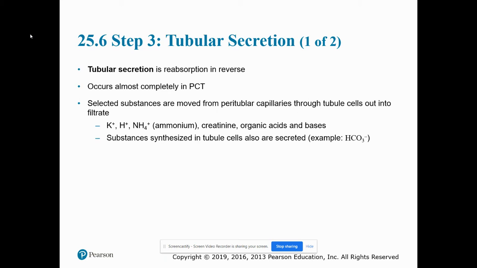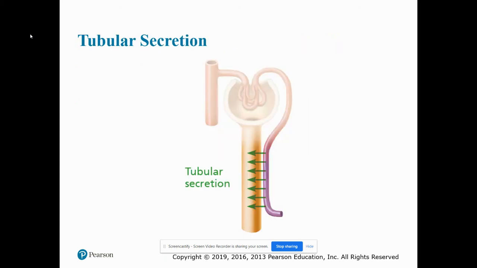And selected substances are going to be moved from those capillaries into the tubule cells and then out into the filtrate. And this is going to be substances like potassium, hydrogen, ammonium, organic acids, bases. And substances synthesized in tubule cells are also secreted, such as bicarbonate. So again, tubular secretion is just taking substances from the blood and putting it into the filtrate.